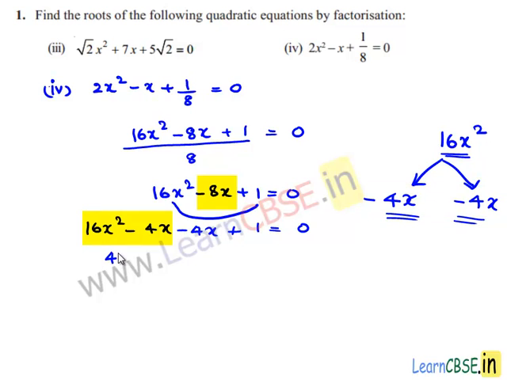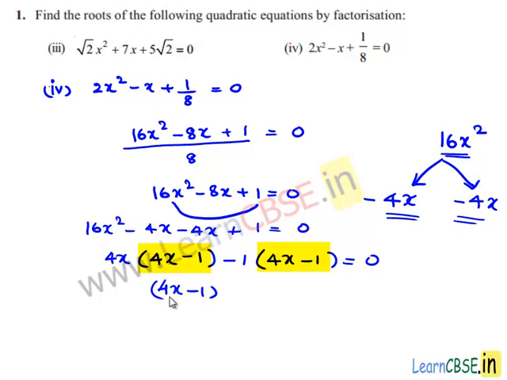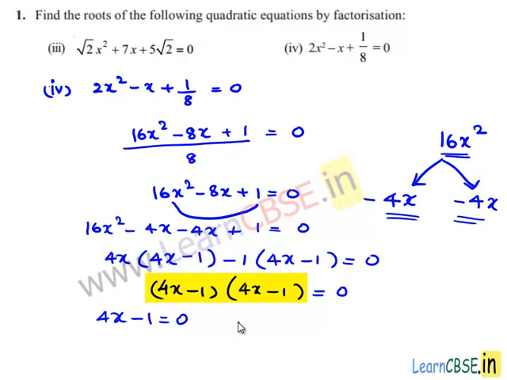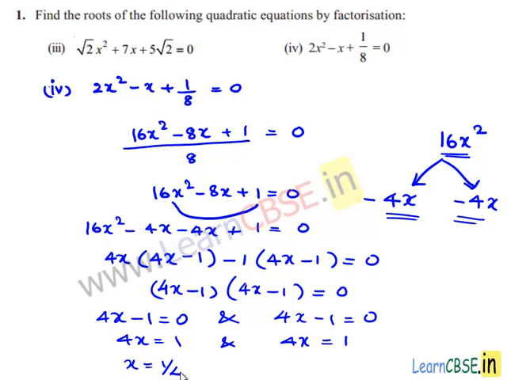4x can be taken as common from the first and second terms: 4x times 4x minus 1. And minus 1 can be taken as common from the third and fourth terms: minus 1 times 4x minus 1 is equal to 0. Now taking 4x minus 1 as common, the remaining term will be 4x minus 1. This is equal to 0. We can write 4x minus 1 is equal to 0 and 4x minus 1 is equal to 0. 4x is equal to 1 and here also 4x is equal to 1. Therefore x is equal to 1 by 4 and x is equal to 1 by 4.